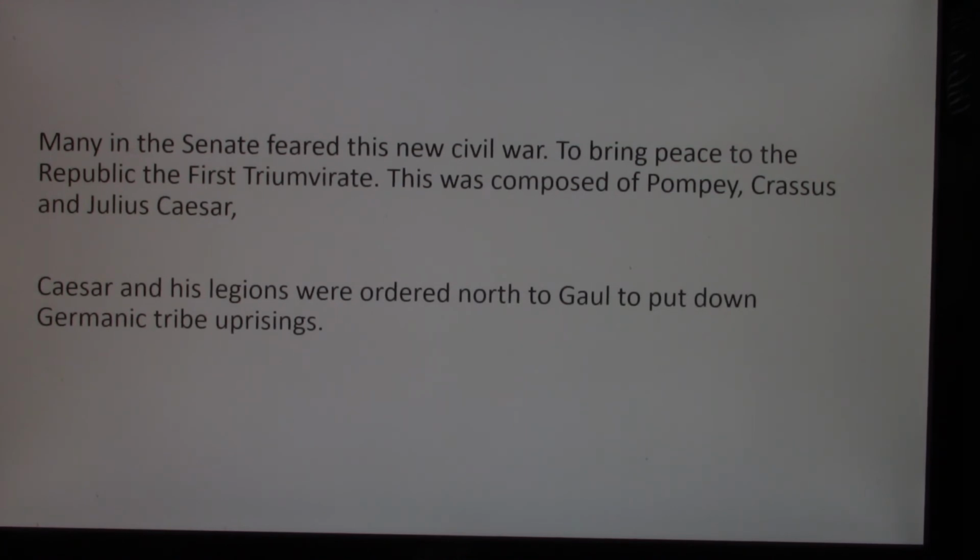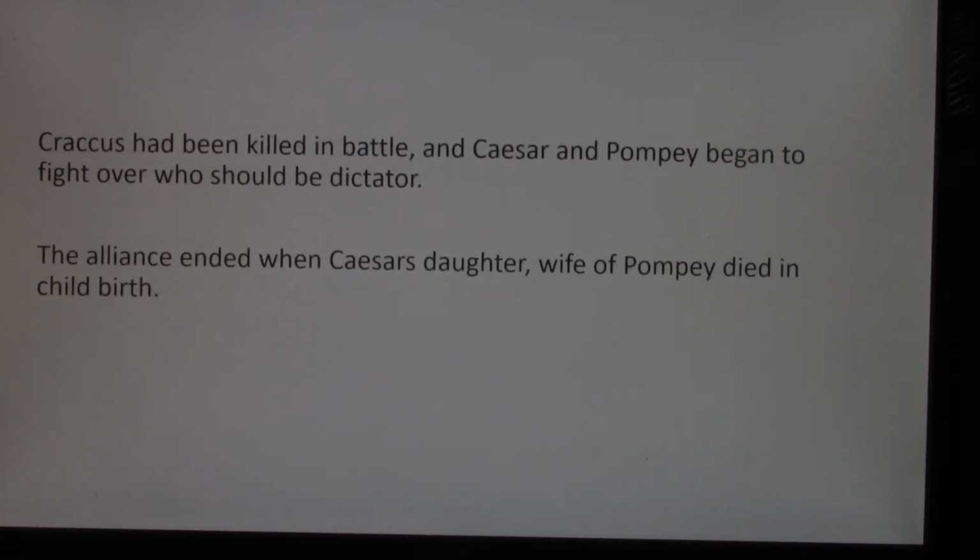Now, Caesar was up north. Caesar was in Gaul, that's what we today call France, and he was putting down a Germanic uprising. Pompey was in the northern part of what we today would call Italy, keeping the peace as well. Crassus had been killed in a battle, and this was in modern-day Turkey. And Caesar and Pompey will begin to fight over who should be given the title of dictator.